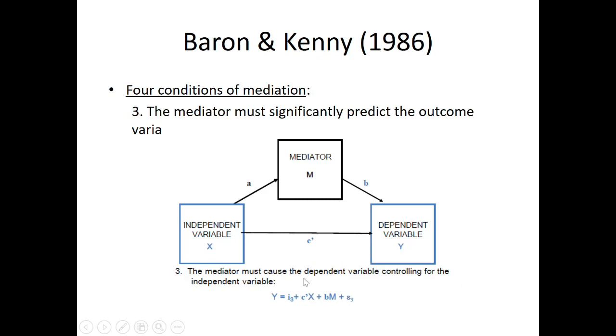So in this case, the mediator must cause or predict the dependent variable controlling for the independent variable. So we already know this is significant. If your B path is significant, you basically have mediation.